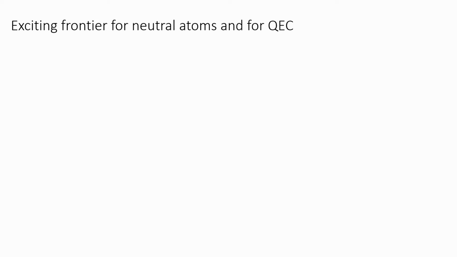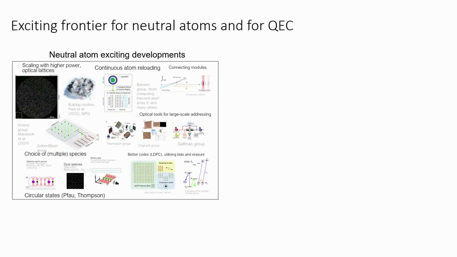So it's a pretty exciting frontier for both neutral atoms and for quantum error correction. The developments across the field for neutral atoms, I think, are extremely exciting, both in terms of scaling to much larger systems, connecting different modules, exploring different species, exploring different types of error correcting codes and optical tools. I think it's going to be a very exciting frontier on the neutral atom front.